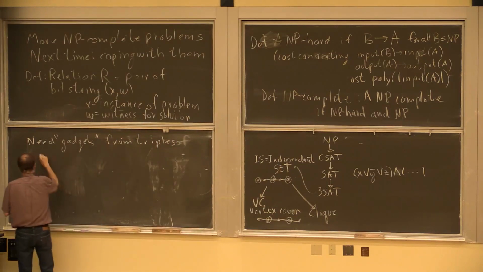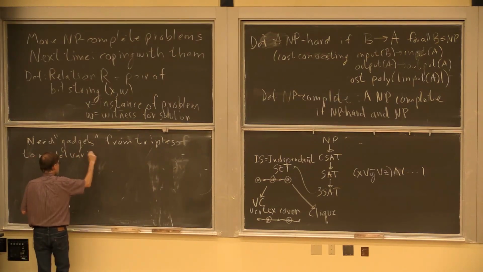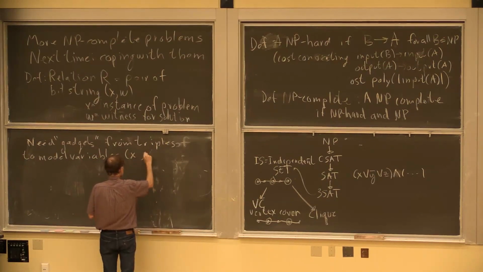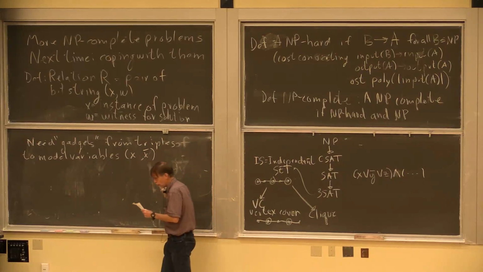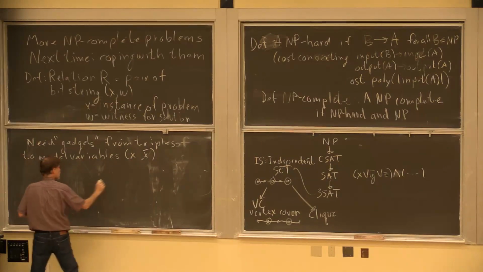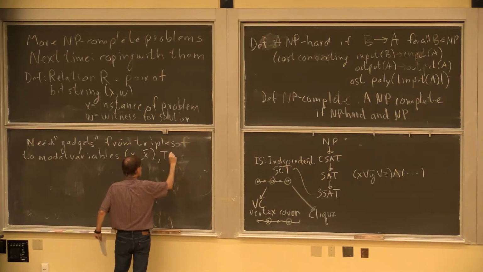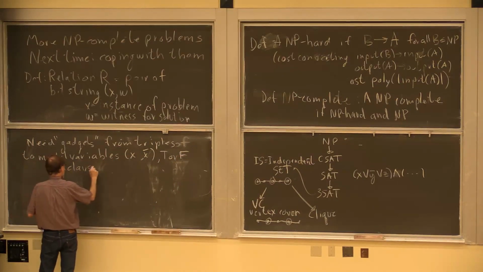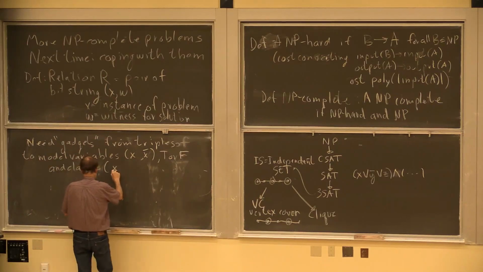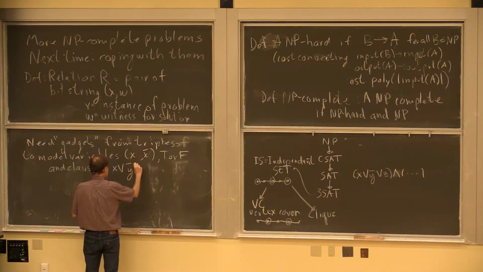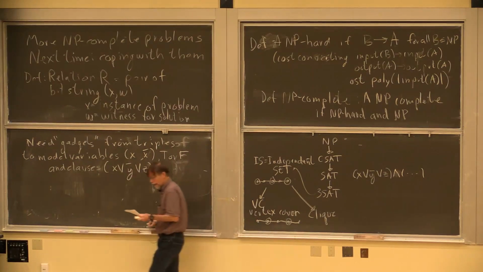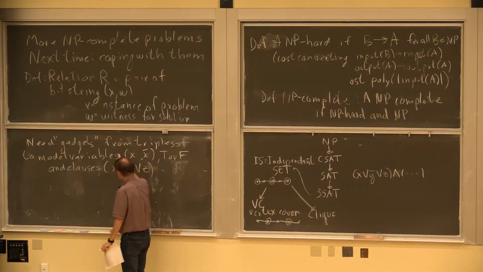From triples to model variables and whether it's true or false, and clauses. And the clause might be something like x or not y or z, because I'm just going to do 3SAT. And so let me tell you what the gadget is for variables.